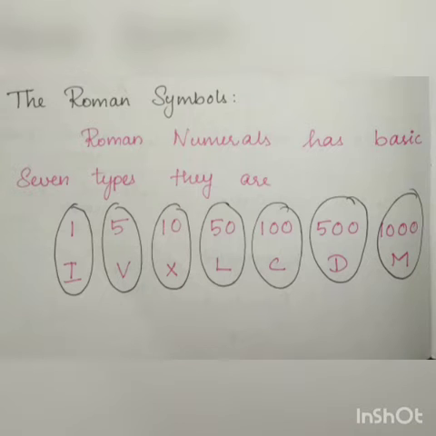There are basic Roman numeral symbols. There are 7 types of Roman numeral symbols. They are I, V, X, L, C, D, M. I for 1, V for 5, X for 10, L for 50, C for 100, D for 500, M for 1000. So there are 7 types.